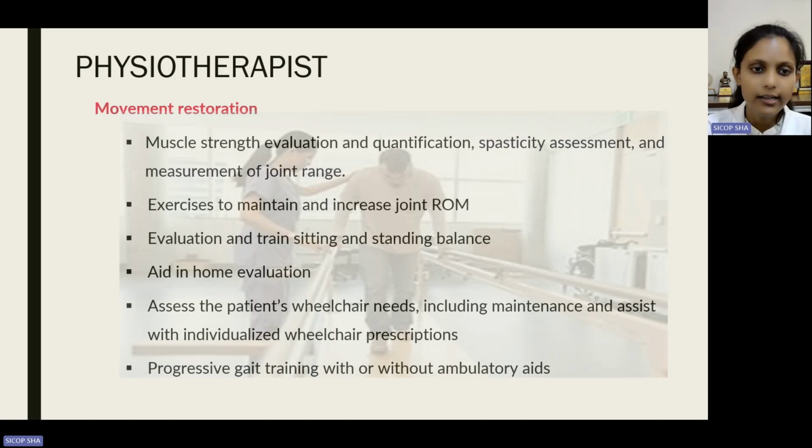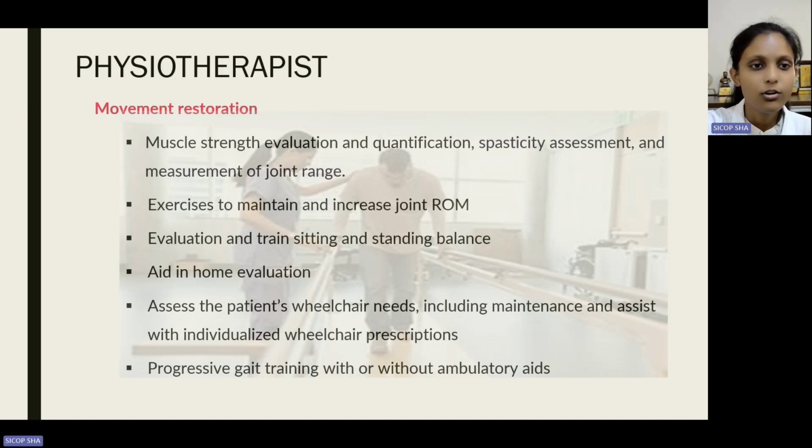Then they also evaluate and train sitting and standing balance also. We all know physiotherapy is very vast. It controls many domains, right? So they aid in the home evaluation, they also assess the patients with wheelchair needs, including maintenance and assistance with individualized wheelchair prescription, and progress the gait training with or without the ambulatory aids.